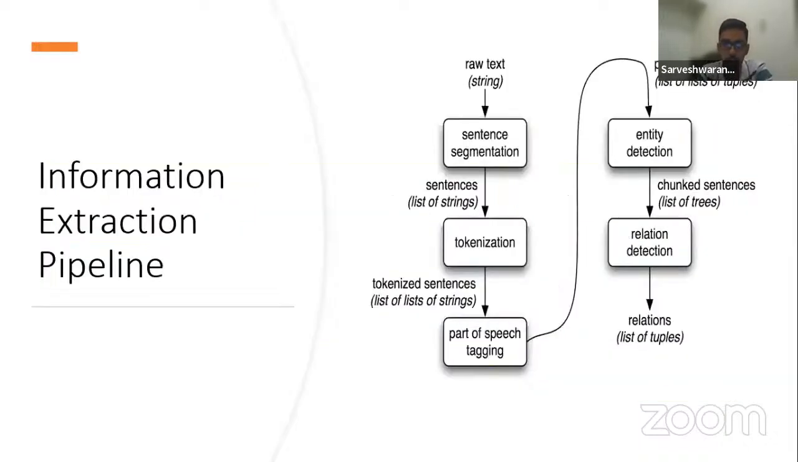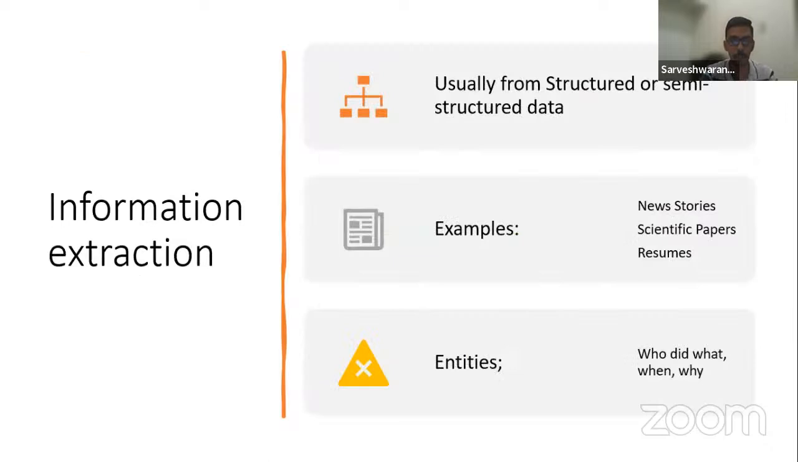Okay, let's go one step further. So what is information extraction? And then we'll get into the pipeline. What is information extraction? We extract structured data from unstructured data. To put it in very simple layman terms, we have unstructured or semi-structured data, and we need to extract the useful or important information, the structured information, from unstructured textual data.